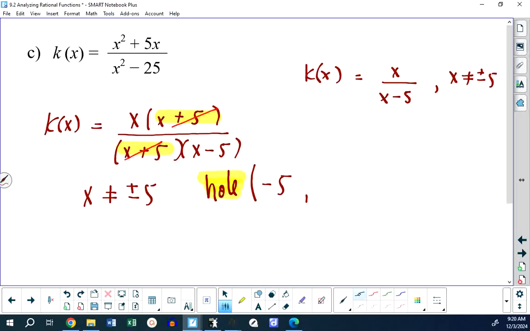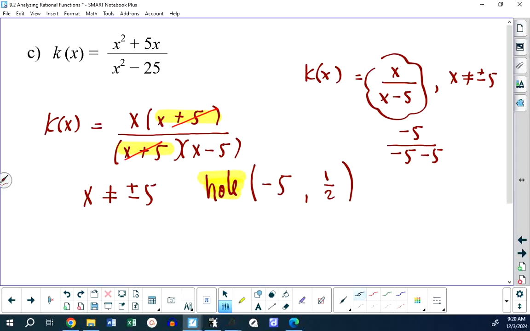So what I'm going to do to find the y coordinate is I'm going to take this thing and put negative 5 in for x, and I get negative 5 over negative 10, which I believe is 1/2. You with me on that?